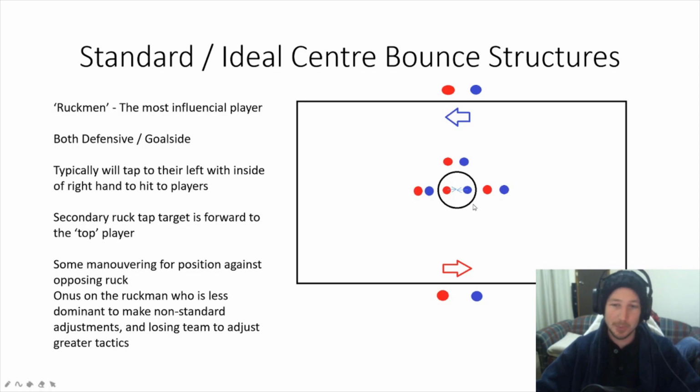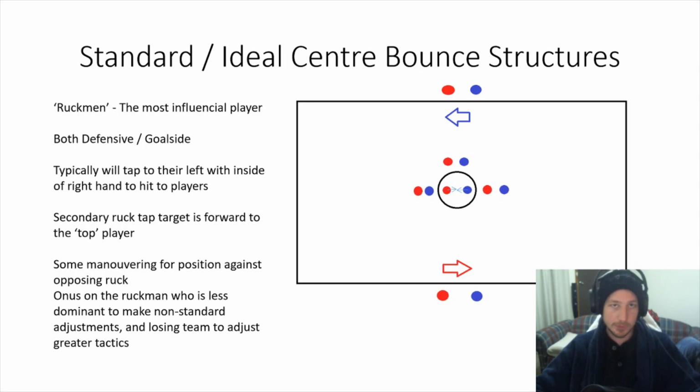All right, so both typically start defensive goal side. They typically will tap to their left with the inside of the right hand to hit the players. I haven't seen any left-handed southpaw ruckmen. Maybe they exist, it's a total unknown to me. So for example, if you look at the red player here, they'll be tapping to their left, and the blue player will be tapping to his left with their right hand.